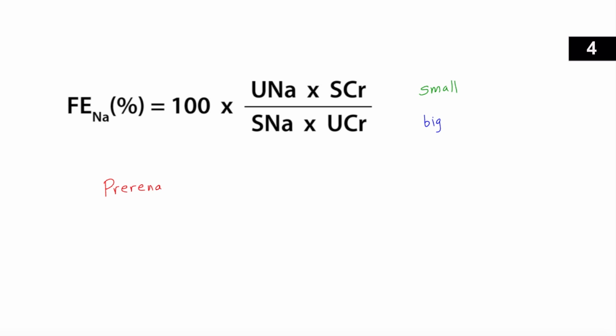In pre-renal disease, the FENA is generally low, less than 1%. And in acute tubular necrosis, which is the most common cause of intrinsic renal disease, the FENA is generally high, greater than 2%. It's not always the case, but it's a decent rule of thumb.